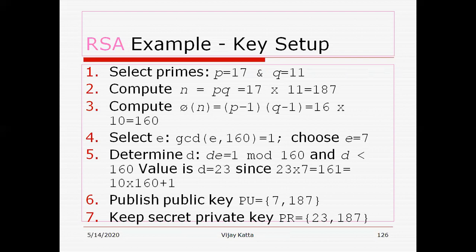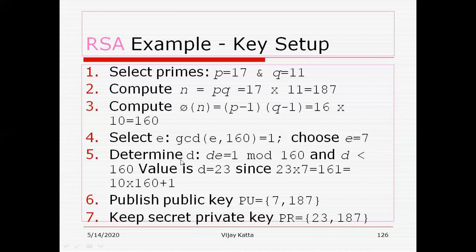So this is another example. P is equal to 17 and Q is equal to 11. I have computed N. Now Z, I represent using phi N, is equal to P minus 1 and Q minus 1, which is 160. Now I have to select the value of E. So GCD of E with 160 should be 1. I started searching for which value gives a GCD equal to 1 with 160. I found that E is equal to 7. I put 7 here, and their GCD will be 1.